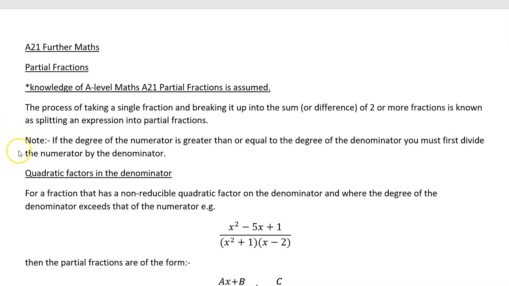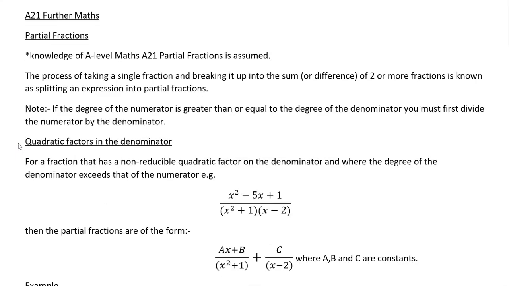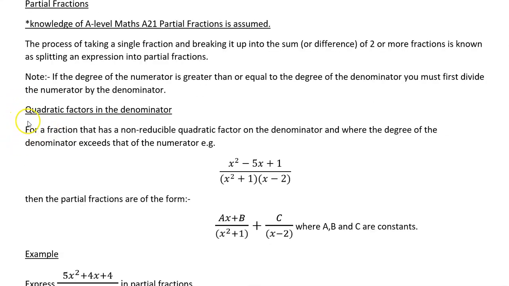And the big important thing here: if the degree of the numerator is greater than or equal to the degree of the denominator, you must first divide the numerator by the denominator. What's new this year is that you could have quadratic factors in the denominator. So say you have an expression like this, and we have what's called a non-reducible quadratic factor. This is a quadratic factor which you cannot reduce any more. You can't factorize it.